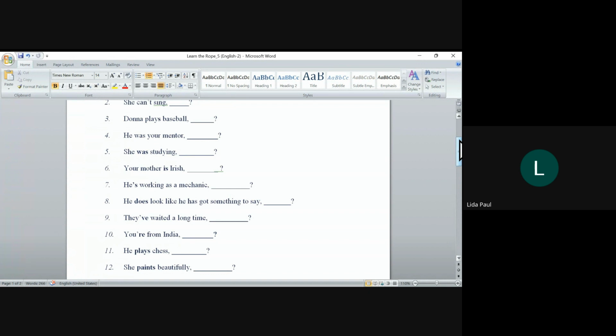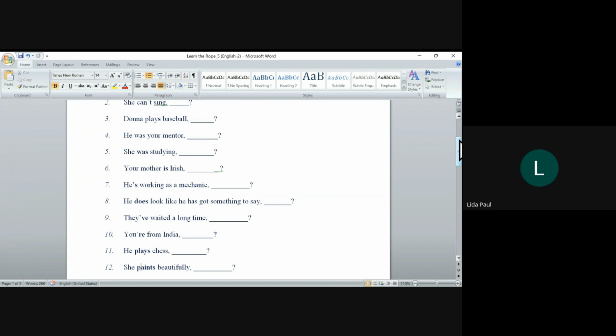So what would be your question tag then? Can you take look or like or anything? No, ma'am, it's doesn't he. Correct. Although you have a verb complex there, none of the other verbs can be used in the question tag. The question tag can only take the auxiliary form. So you take does because he is singular, add the negative contraction since the given statement is positive, and make your question tag. So he does look like he has got something to say, doesn't he? Doesn't he is your question tag.